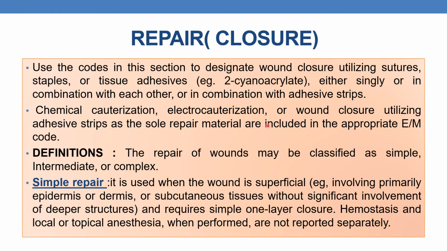Chemical cauterization, electrocauterization or wound closure using adhesive strips as the sole repair material are included in the appropriate E&M code. If only adhesive strips are used for the repair, they are included in the E&M. You need not code closure codes. But whenever closure codes utilizing sutures, staples and tissue adhesives are used in combination with adhesive strips, then you can use the appropriate closure codes. Coming to the various definitions, the repair of wounds may be classified as simple, intermediate and complex.